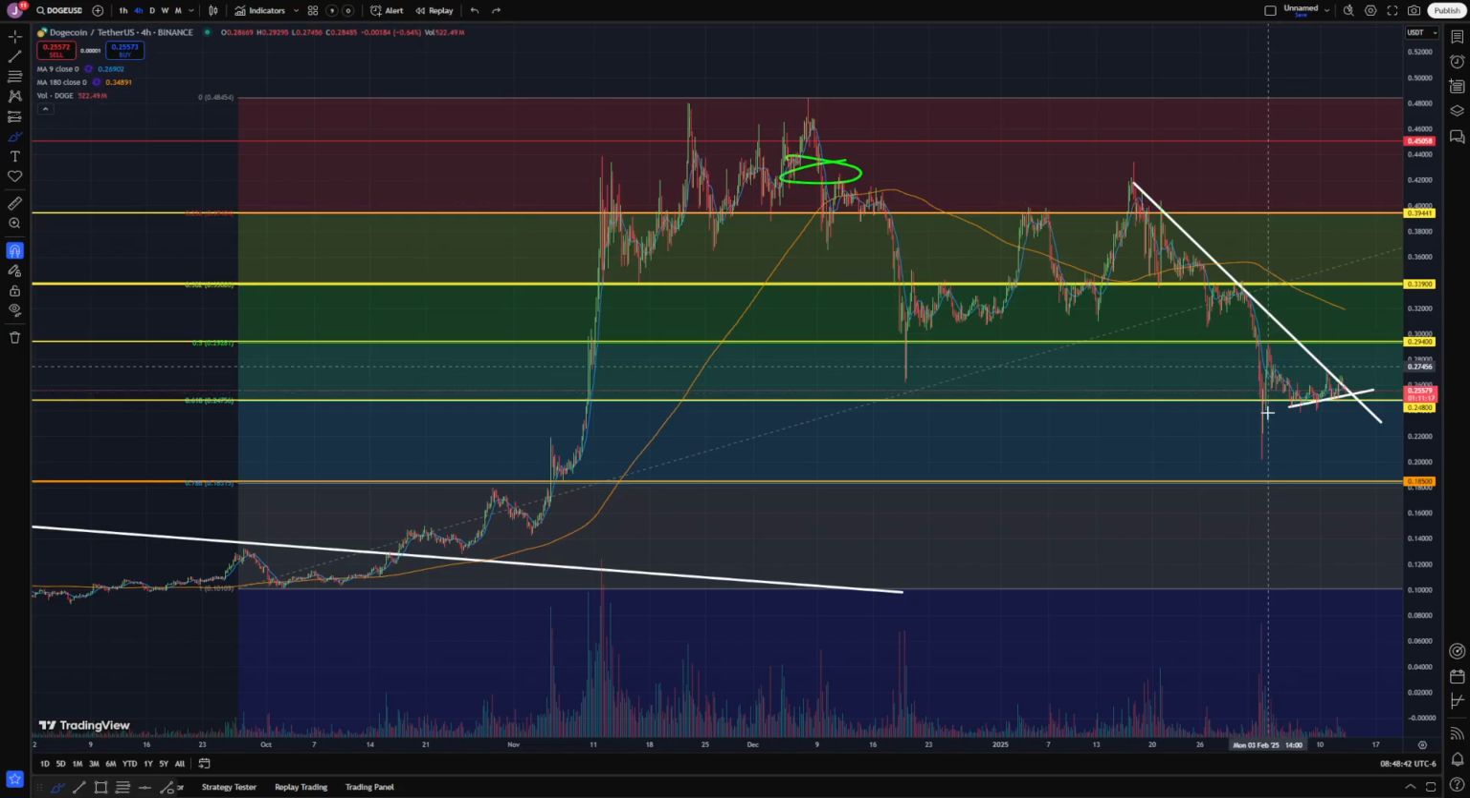So it just really depends on what's going on. But yeah, I've been trying to accumulate ever since I took profit up here. So I think that about does it.